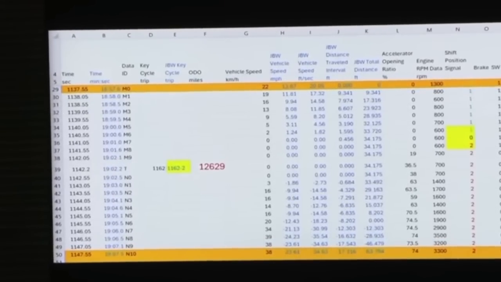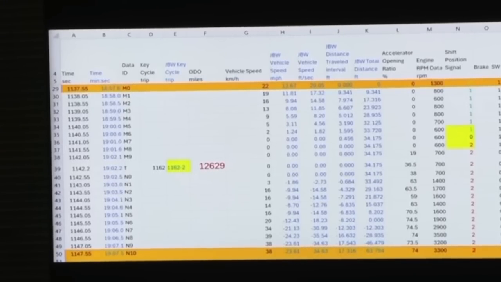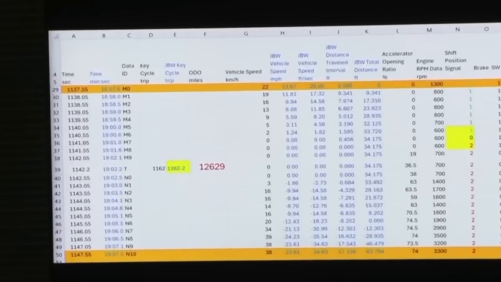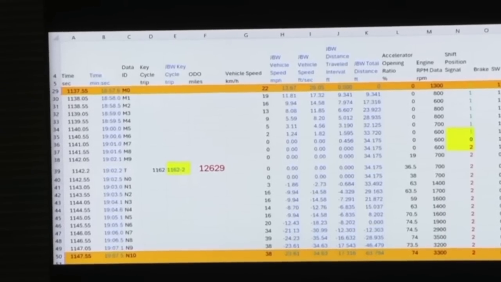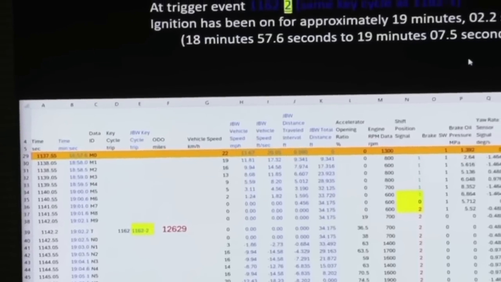So at this time, we know the ignition has been on for 19 minutes and 2 seconds. So at the trigger, 19 minutes and 2 seconds. And again, we have 5 seconds either side of that. So between 18 minutes, 57.6 seconds to 19 minutes, 7.5 seconds.